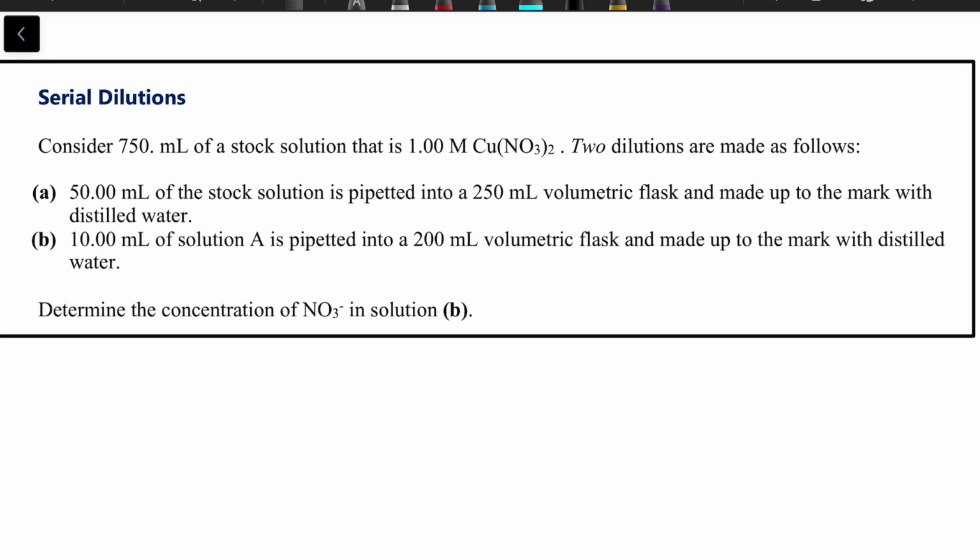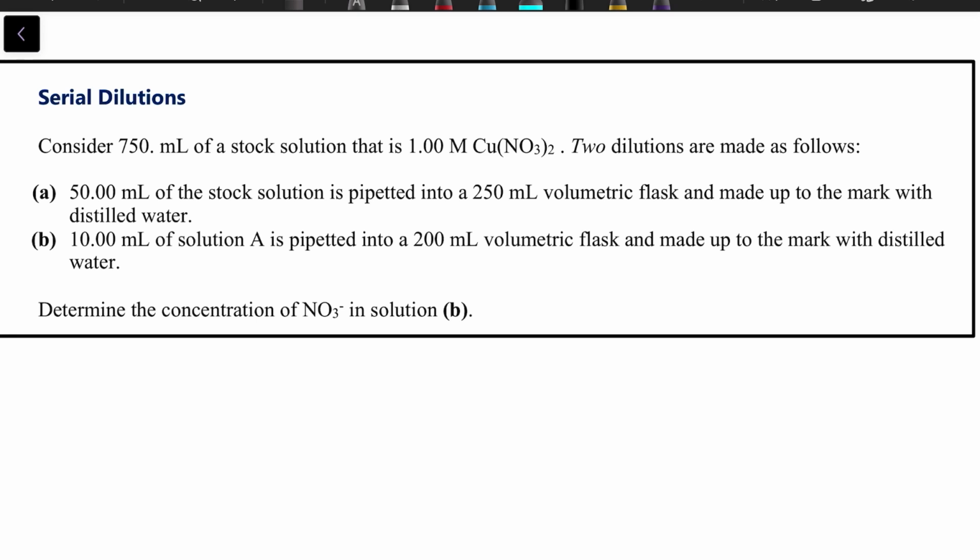Serial dilutions mean you have a solution of specific concentration, and then you do something with that solution. You take a part of it, you put it into a new flask, and then you make it less concentrated, because it's a dilution. So you dilute that solution. Then you take a small bit of the dilute solution, put it in a new flask and make it even more dilute. So that's the idea here.